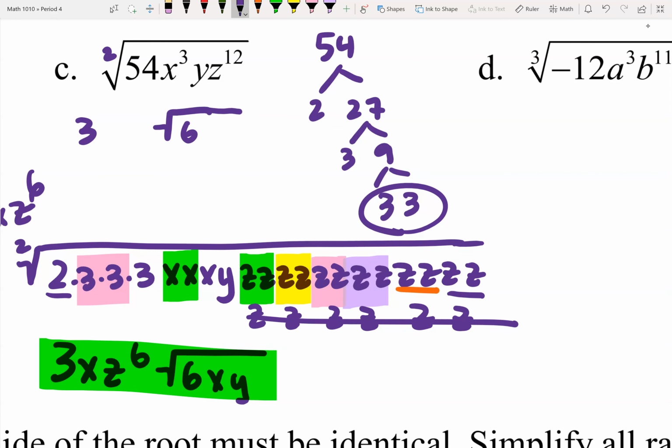Now look what I do. 2 goes into 3 one time. Does 2 go into 3 exactly, or do we have remainders? How many remainders? 1. They'll stay inside. I don't even have enough z's to pull them out, so that's going to be there. And then 2 goes into 12 6 times, so it looks like that.